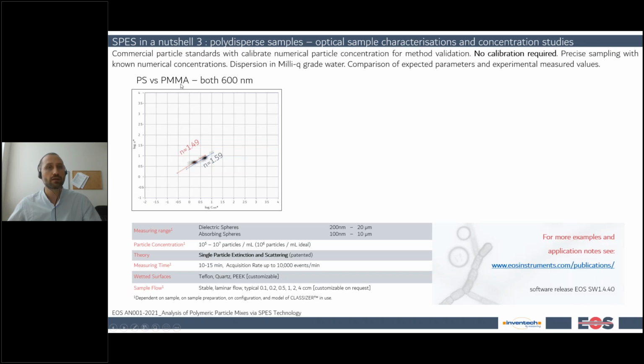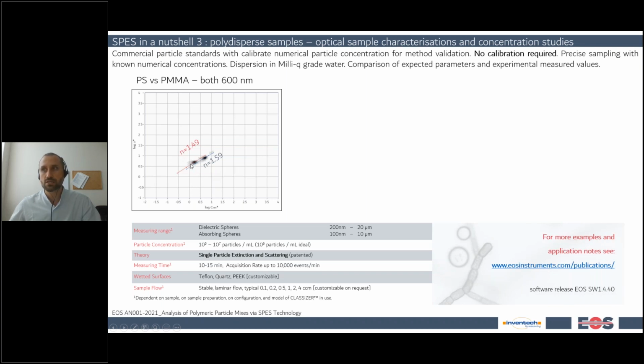If you try to measure a system of polystyrene and PMMA mixed with the same size, you cannot determine the presence of two different kinds of polymeric particles with traditional methods, because they more or less lie in the same area. So using, for example, static light scattering, you obtain a large particle size distribution, but you are not able to resolve the presence of two different kinds of systems in the same vial. Thanks to the SPES approach, you are able to do that.